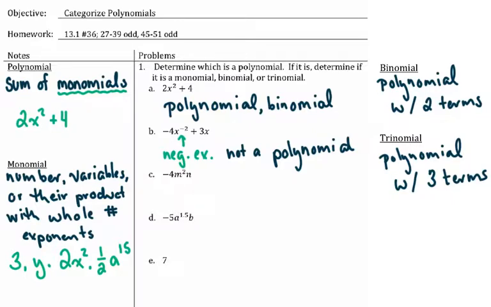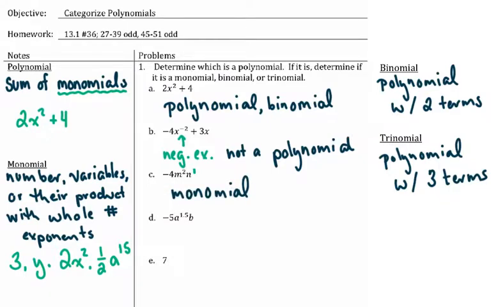So C, we've got negative 4m squared n. Now, this is one term, so it might be a monomial, and in fact it is, because remember, monomials can also be their product. So you see how these are all multiplied together, right? Because they're all just sort of shoved together without a symbol in between. This is a monomial. It's okay if it has more than one variable, as long as they have whole exponents, right? This one has an exponent of positive 1. We just usually don't write it. And then the number can be whatever it wants to be. So this is a monomial.